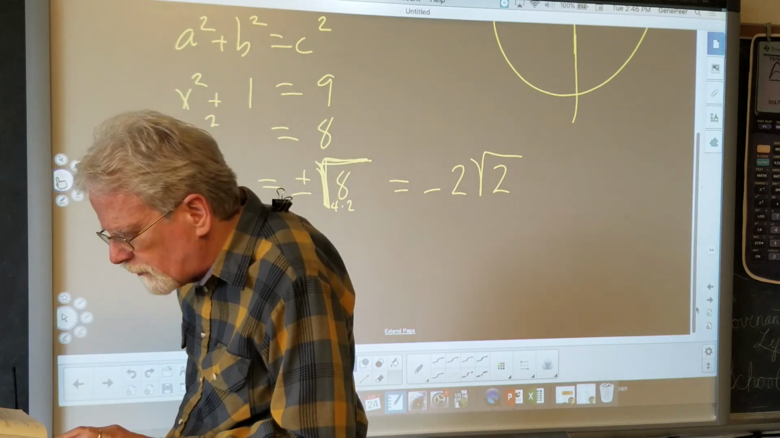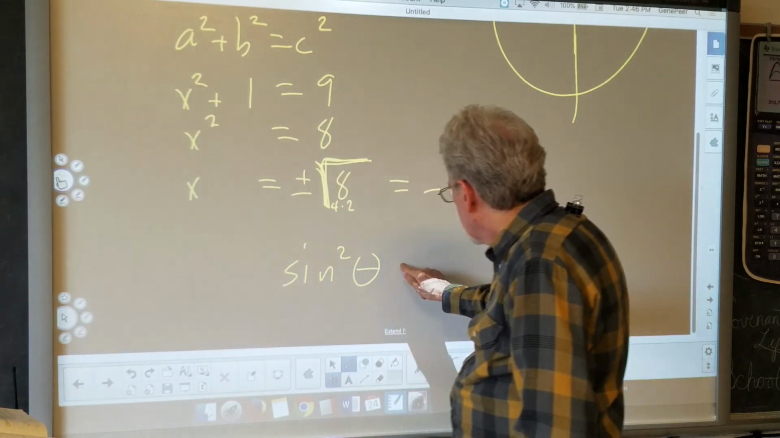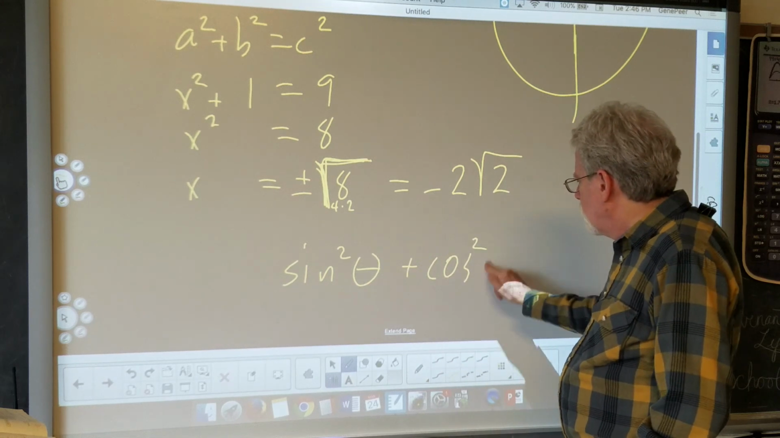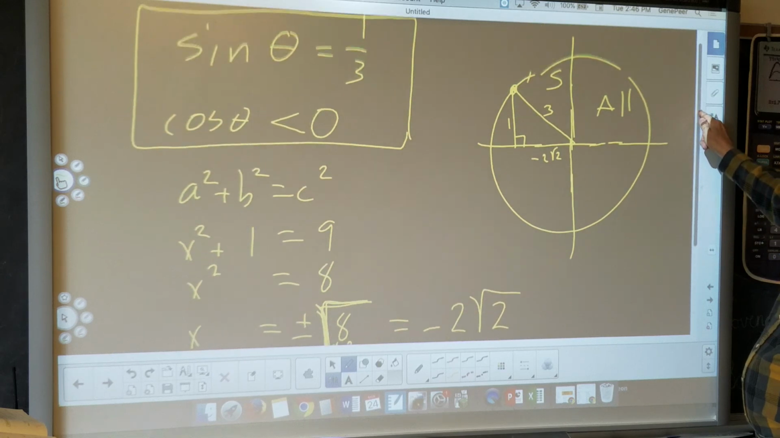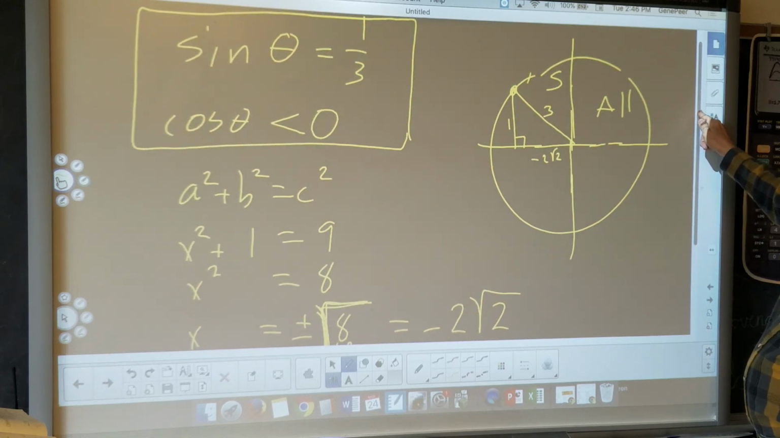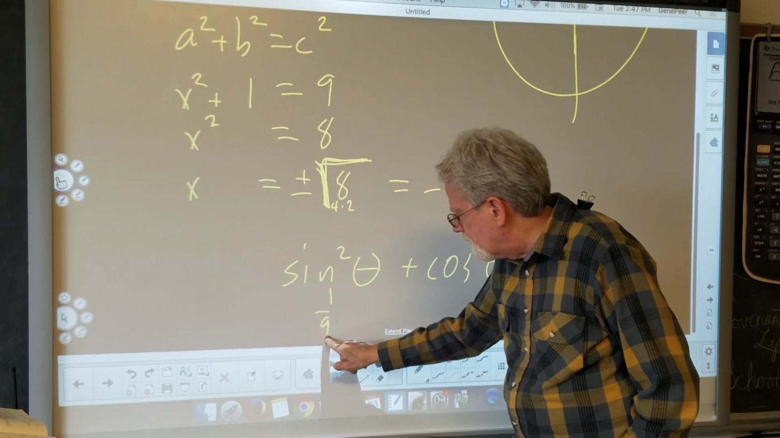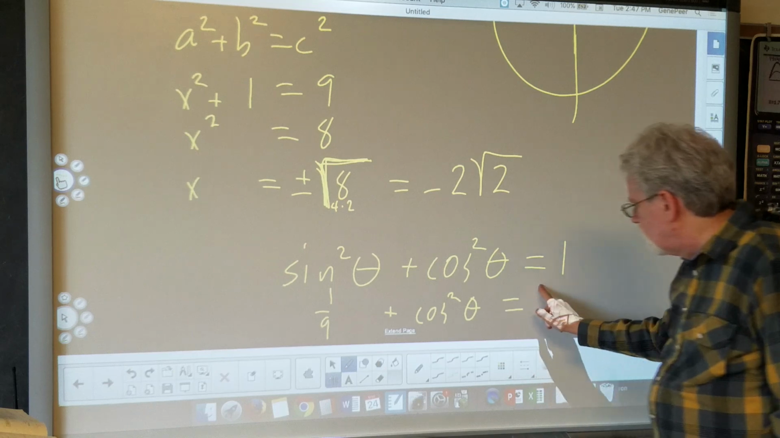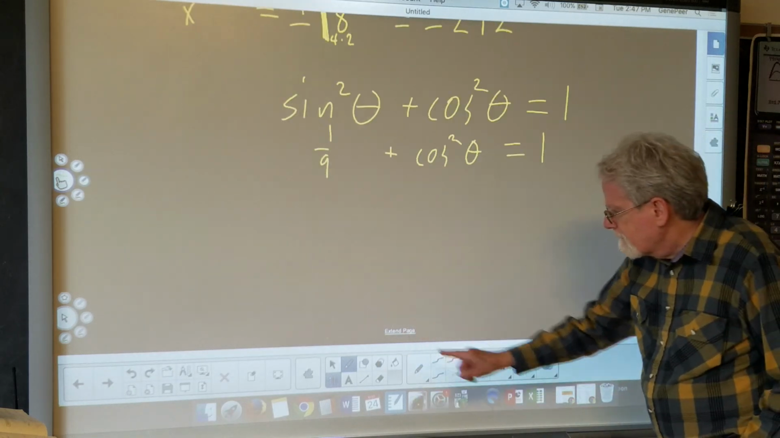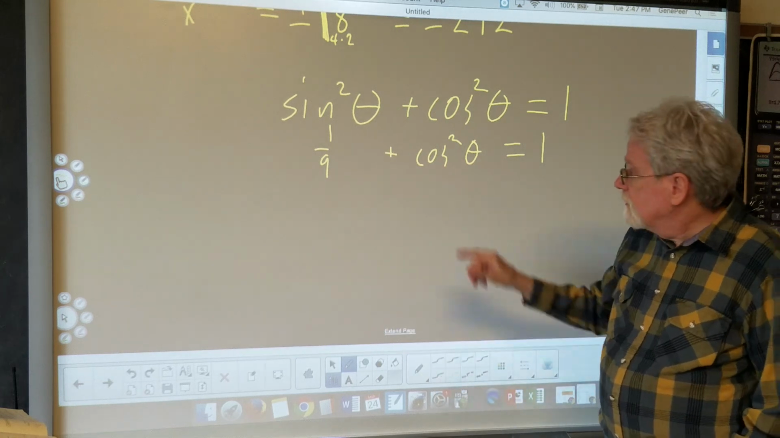If you want to use the alternate method, we would start with sine squared theta plus cosine squared theta equals 1. We already know what sine squared theta is. Sine of theta is 1/3. So sine squared theta is what? 1/9 plus cosine squared theta equals 1. Let's bring it down to 1. Subtract 1/9 from both sides.